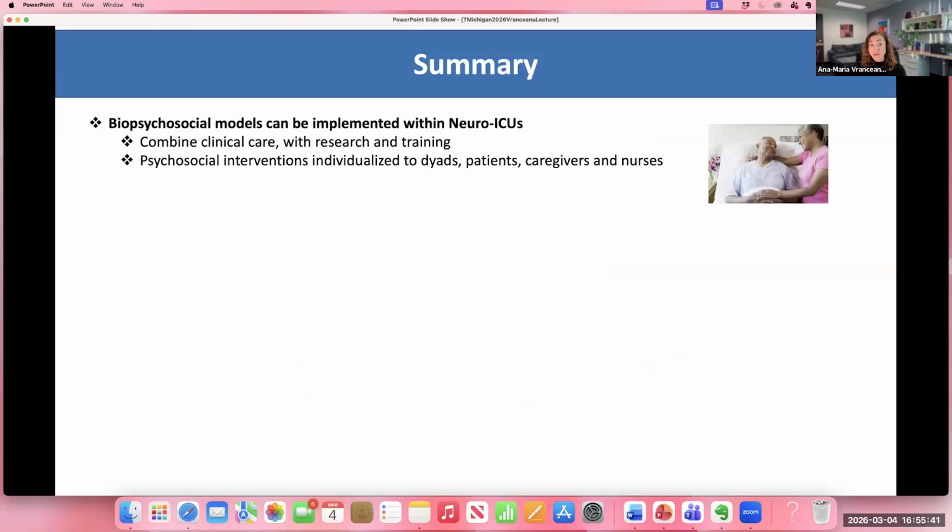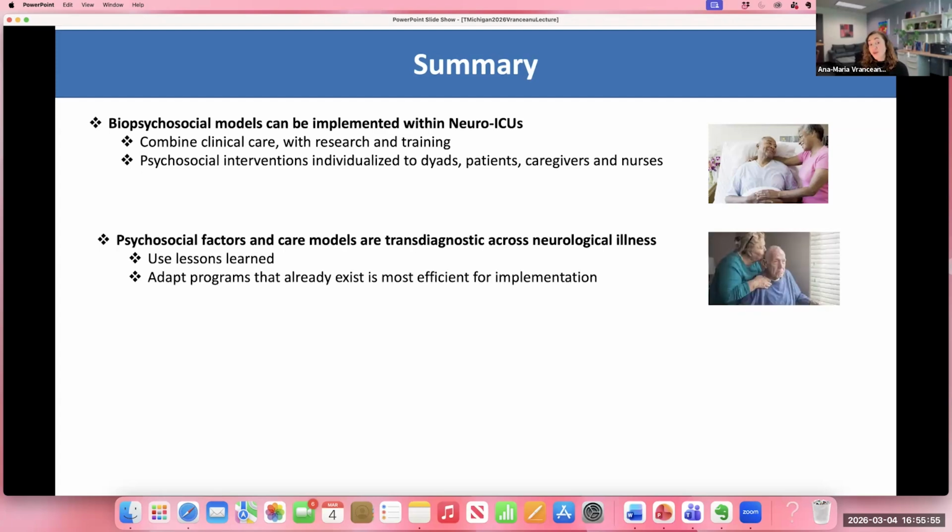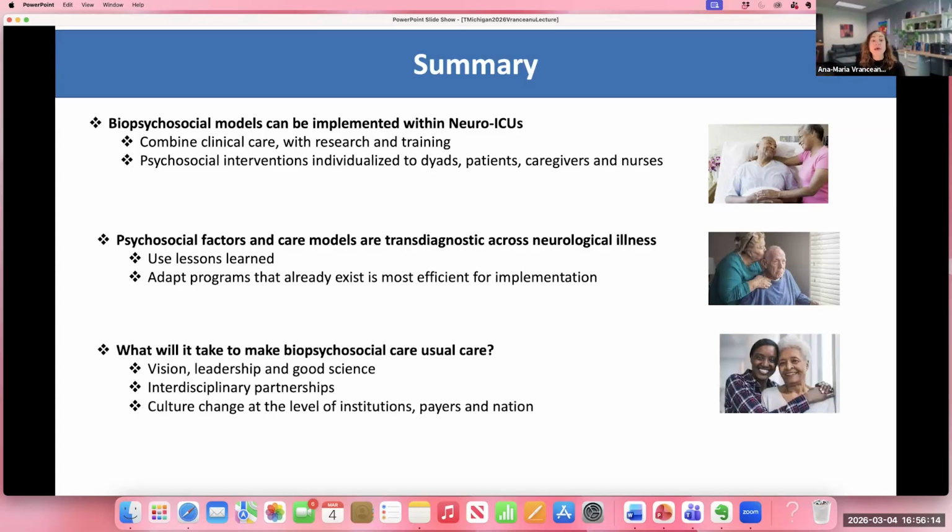So biopsychosocial models of care can be implemented within Neuro ICU. It helps to combine clinical care with research and training. It's really important to consider interventions that are individualized to dyads, patients, caregivers, and nurses. Psychosocial factors in care models are really transdiagnostic across neurological illness. And I think it's really this transdiagnostic model, both for emotional distress as well as the neurological illness, that is important because it allows core skills that can be delivered to various populations.